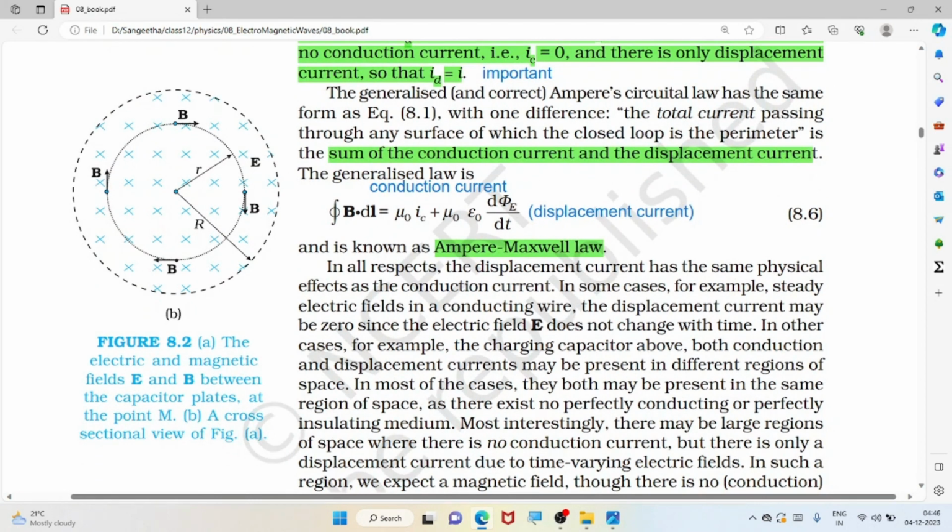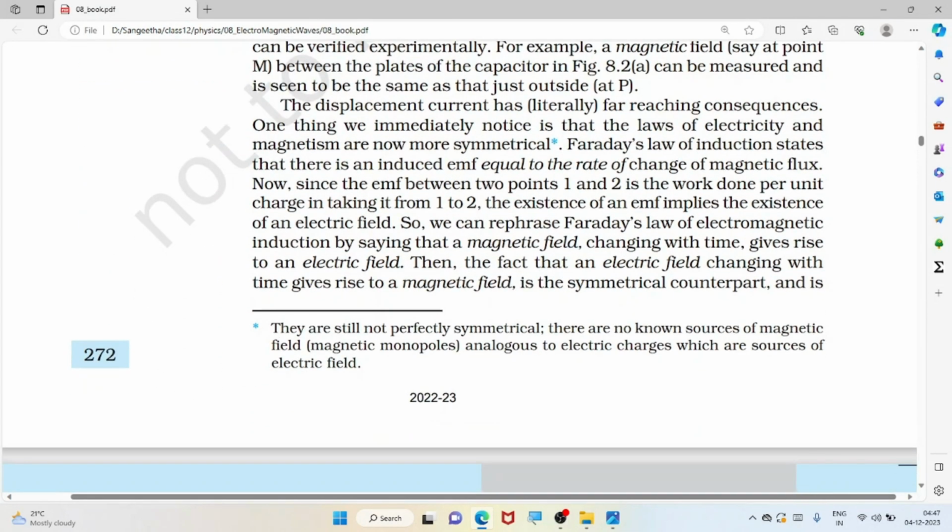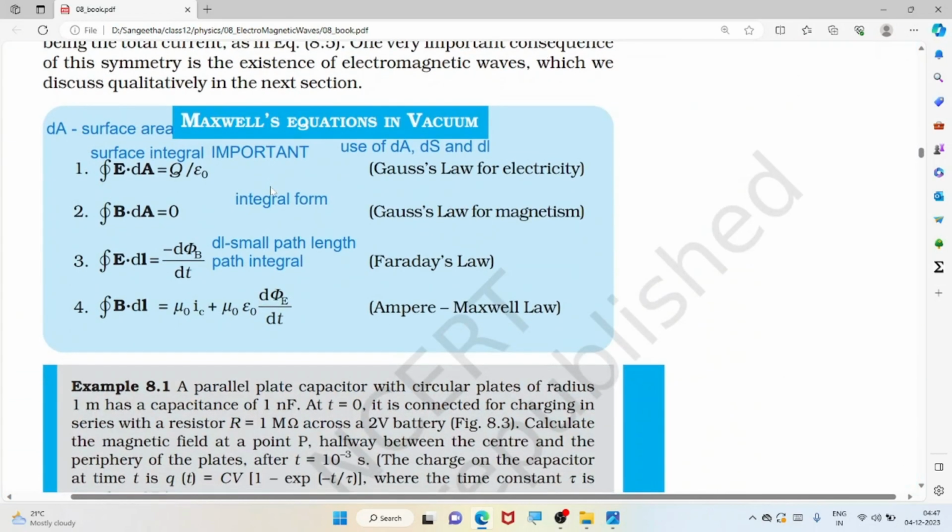So the Ampere-Maxwell law, which includes both conduction current and displacement current. This is the displacement current, this is the conduction current. So these are the laws. See here, this is a surface integral, dA, we are using here, but here dl, this is a path integral, dl and dA. This difference should be there. This is a line integral or a path integral. This is the area, surface integral.